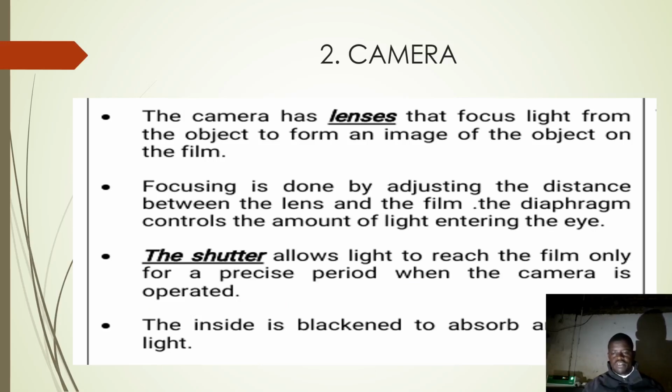The second application or use of the lens is the camera. We have now just talked of the human eye. So, cameras have lenses that focus light from objects to form an image of the object on the film. Focusing is done by adjusting the distance between the lens and the film. The diaphragm controls the amount of light entering the camera. The shutter allows light to reach the film only for a precise period when the camera is operated. The inside is blackened to absorb light.